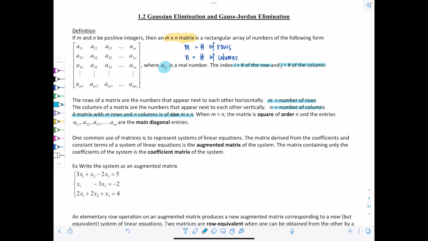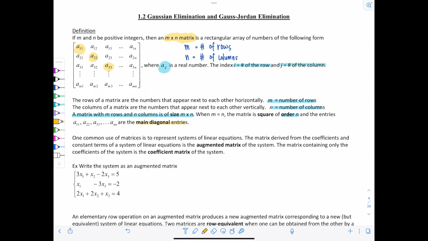Now when m is equal to n, so when you have the same number of rows and columns, then you have a square matrix, and we call it of order n. The entries a11, a22, a33, up to ann are the main diagonal entries. So if you have the same number of rows and columns, then these are your main diagonal entries in that square matrix. One common use of matrices is to represent linear systems of equations.